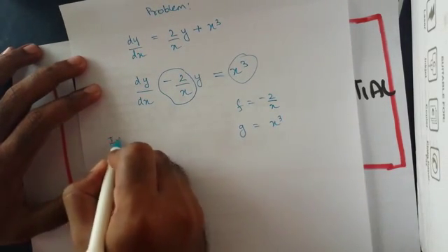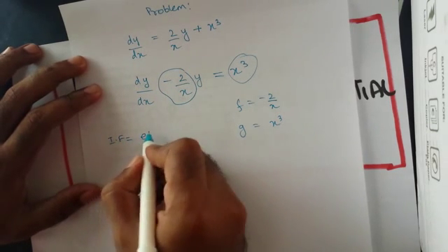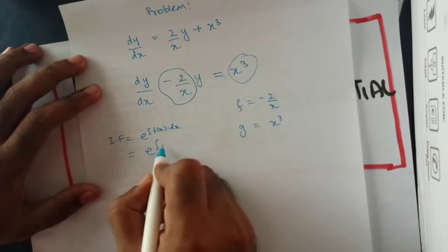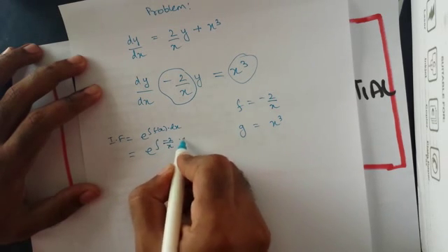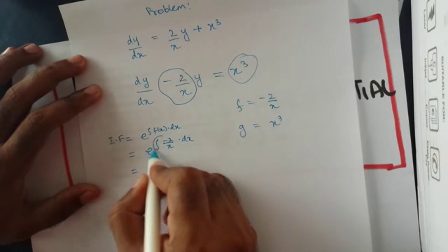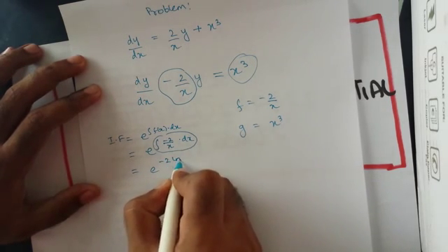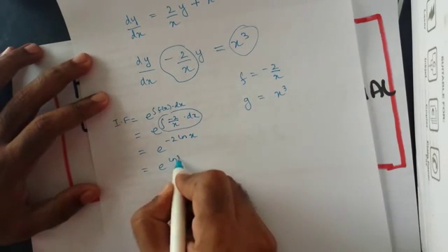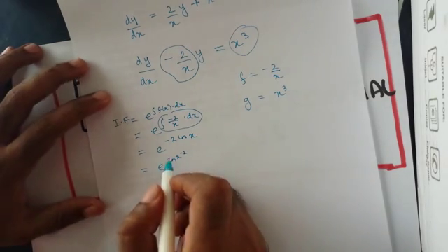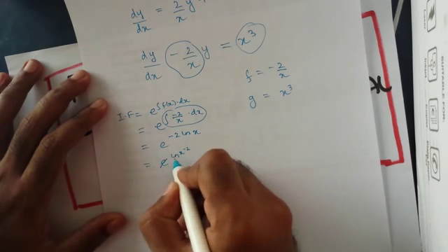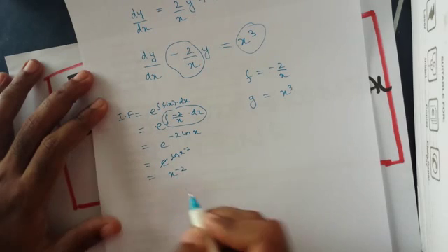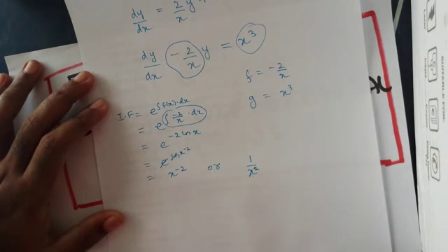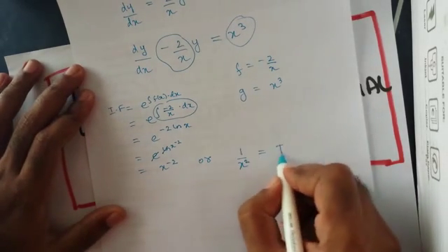Now we need to find our integrating factor. The integrating factor is equal to e to the power of the integral of f(x) dx. So we plug in the value of f(x), which is negative 2 over x, and when we integrate this term, we get negative 2 ln x, and this negative 2 goes as the power of x. We know this from the natural log property, and this e then cancels out with this ln, so we're left with x to the power negative 2, or we can also write this as 1 over x squared. So this is our integrating factor.